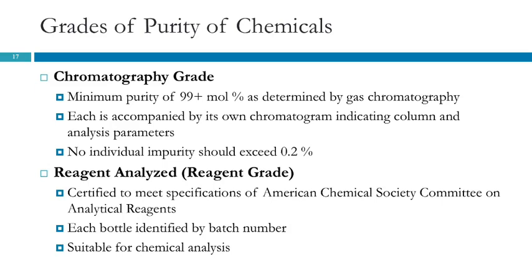Then we get the reagent analyzed or reagent grade. And this is typically what you'd use for chemical analysis. The American Chemical Society has a committee on analytical reagents. And they have a publication that specifies all the requirements for reagent grade chemicals. So if it's reagent analyzed or reagent grade, it meets those specifications. These bottles are going to be identified by a batch number so that they could be traced.